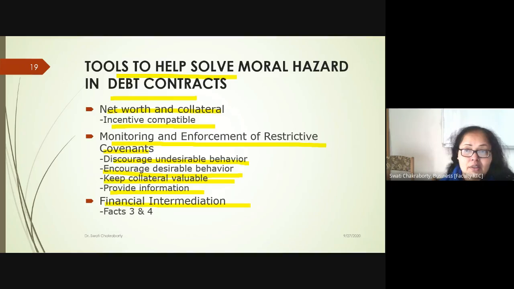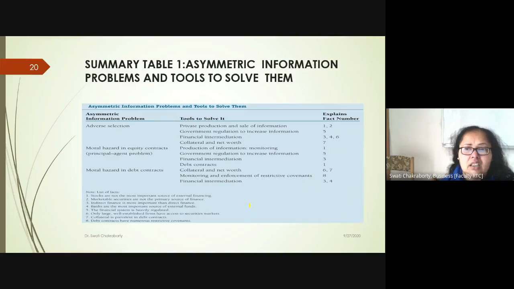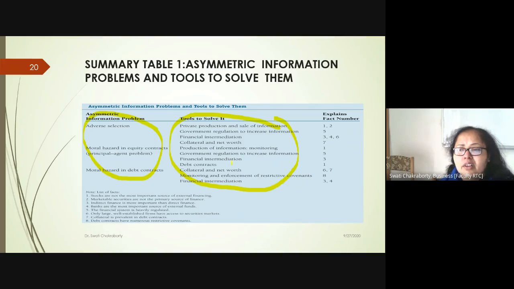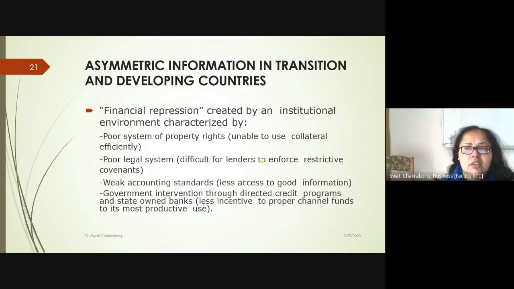used to finance businesses. So this is a table that we have of asymmetric information problems, the different problems that we have: adverse selection, moral hazard in equity contracts, where we talk of the principal-agent problem, and moral hazard in debt contracts, and these are the tools that we have which would help in solving them, right? So you have this. These are things that we have. We just discussed this.